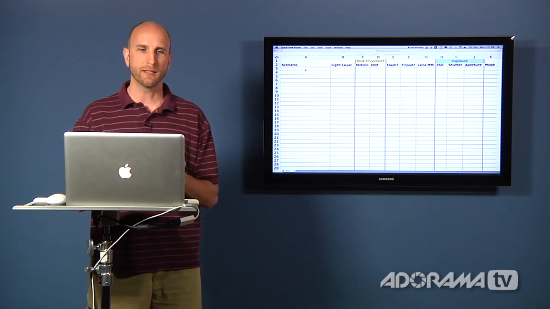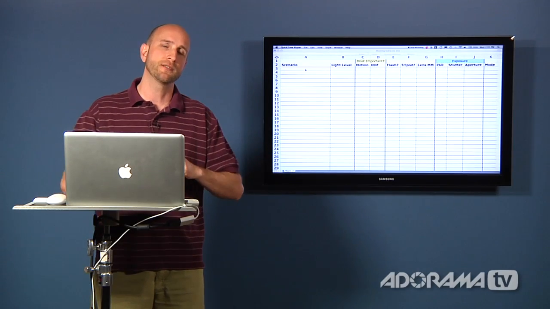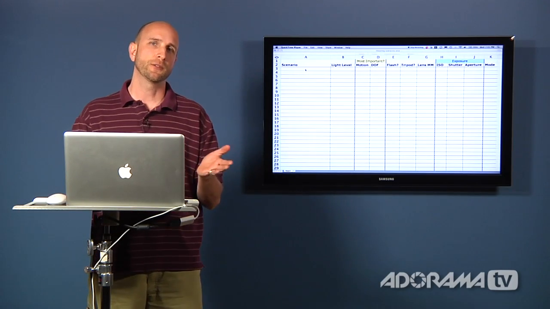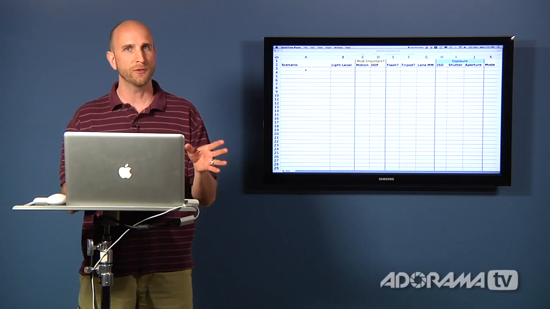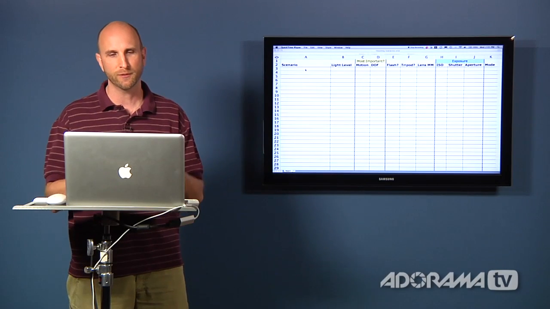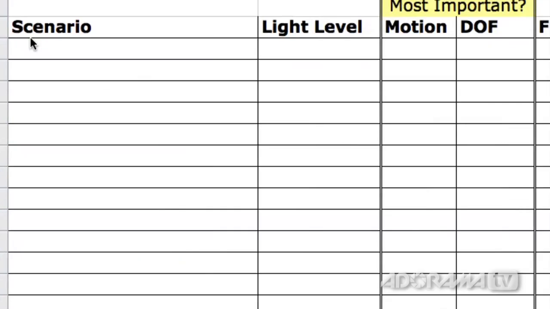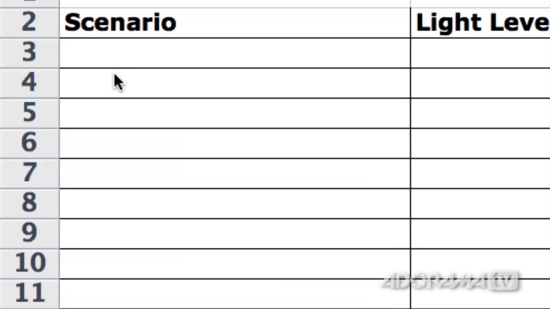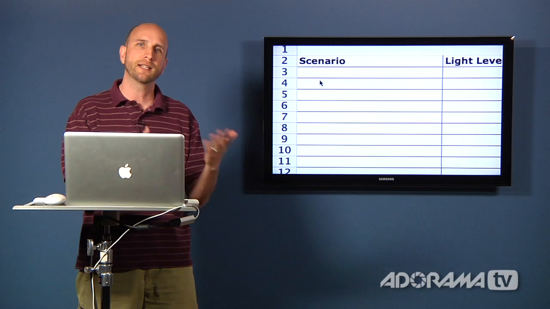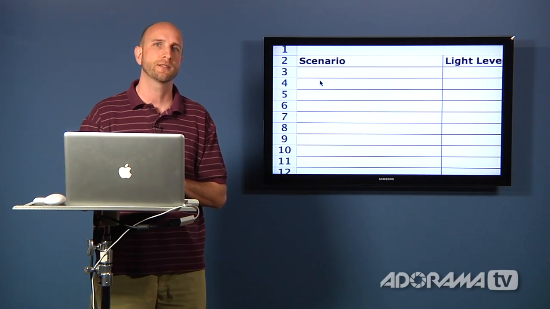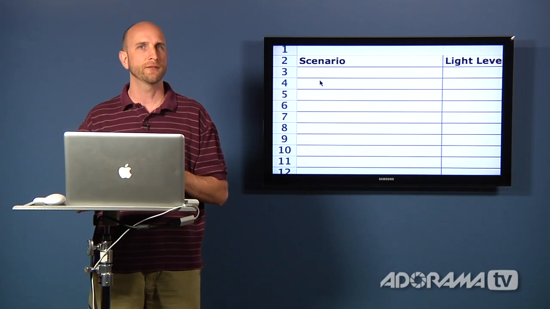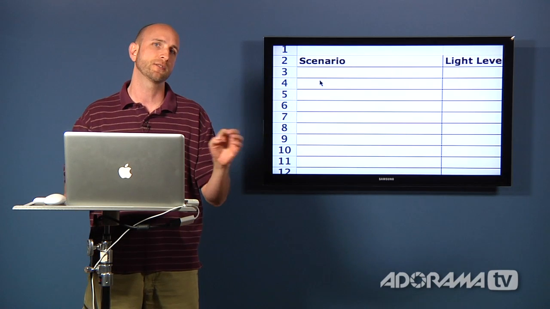So what I've done is, and again, by the way, you can download this spreadsheet from the Adorama Learning Center, so if you want to follow along at home, you can do that, or you can just use a piece of paper. That will work fine as well. So on the left side of this spreadsheet, I've entered this little column called Scenario, and that's so you can write in different types of things that you would like to shoot, and then you can sort of work out all the variables and figure out what settings to use on your camera.